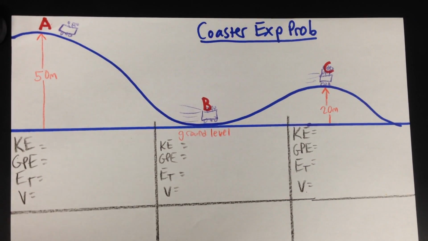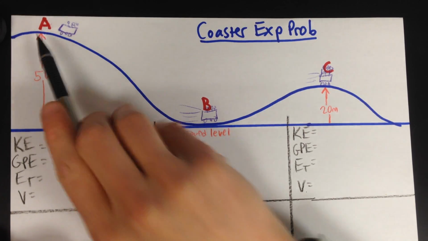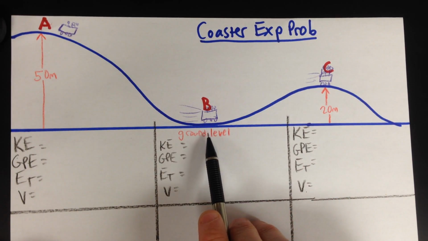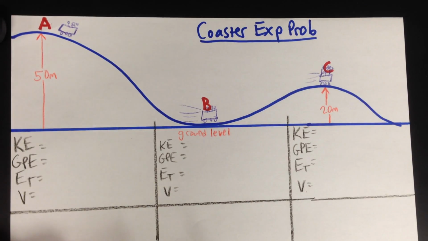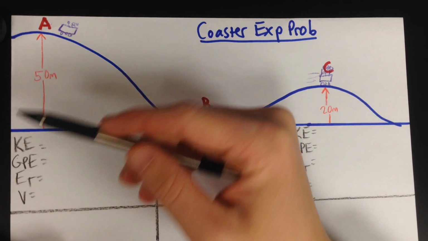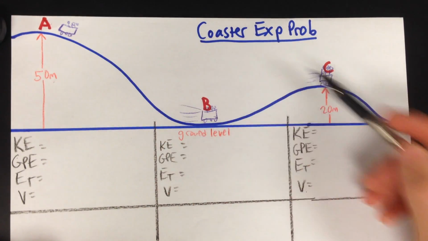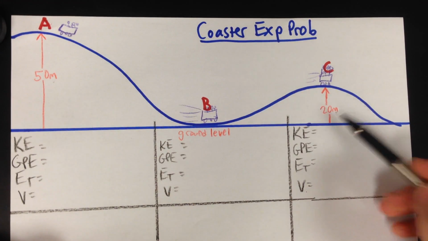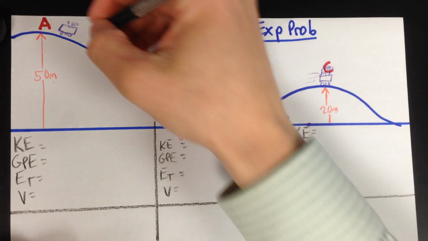Hey guys, this is your example problem on roller coasters. As you can see right down here, we have a roller coaster labeled with three positions. Position A at the top of the first hill, position B at the bottom of the first hill, position C at the top of the second hill. On this coaster, you've got 50 meters tall for position A and 20 meters tall for position C, but position B is at ground level, so there's no height to it at all.